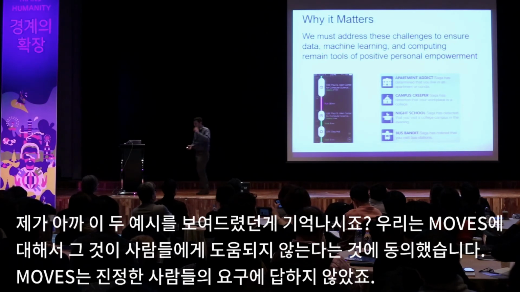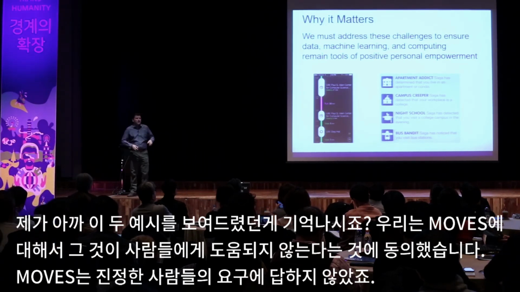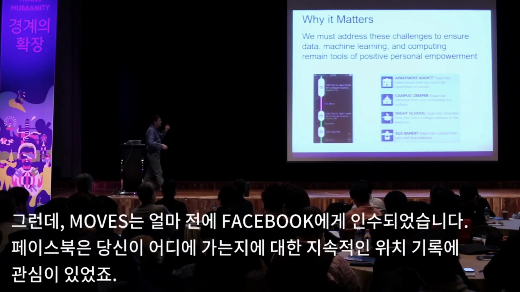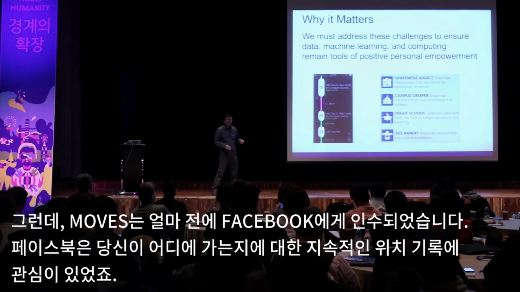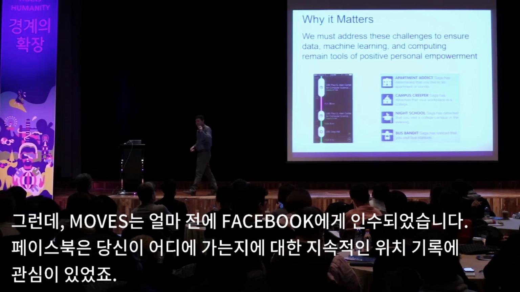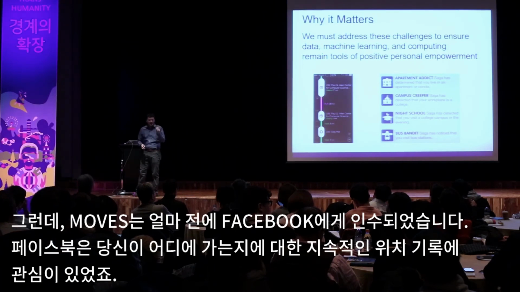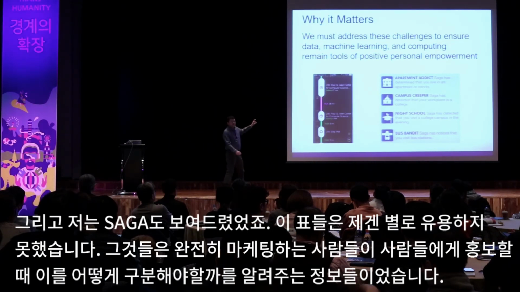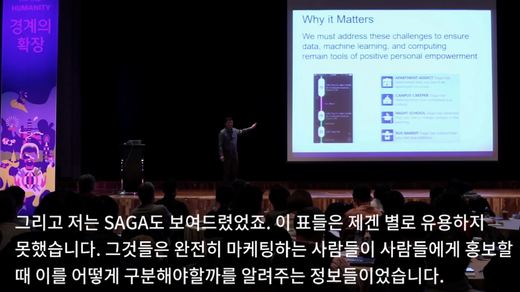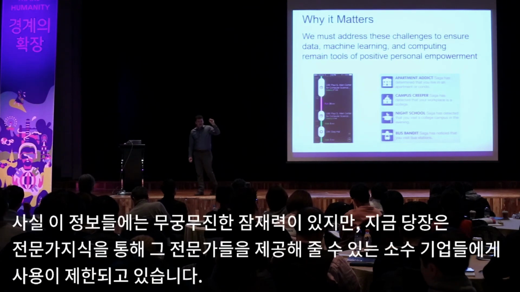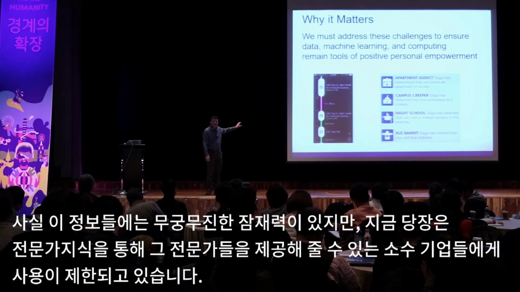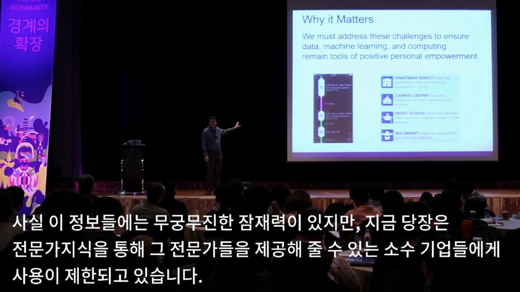I put these two examples up earlier. I had Moves up, and we agreed that Moves isn't really useful to people. It doesn't really answer their questions. And yet, Moves was bought by Facebook very quickly. Facebook is interested in having a continuous location of everywhere that you go. I put Saga up earlier. These badges were not interesting to me. They are exactly what a marketing person wants to know in order to segment me for advertising. And so there's so much potential here, but right now it's limited to these companies who can afford those experts with that expertise.